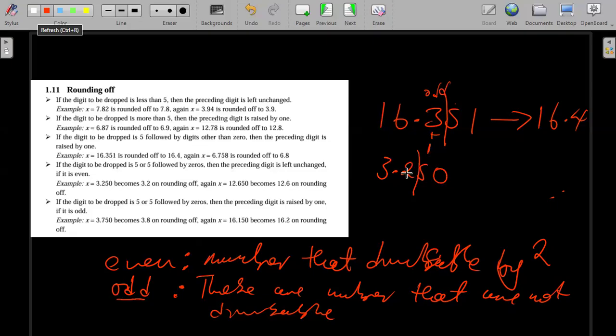Now this 2 is an even number. It's next to a 5. So in this case, you do not add the 1 to this 2. So here you end up having 3.2 the way it is. You won't add anything there. So you just drop it. You drop the 5. That's what you usually do.